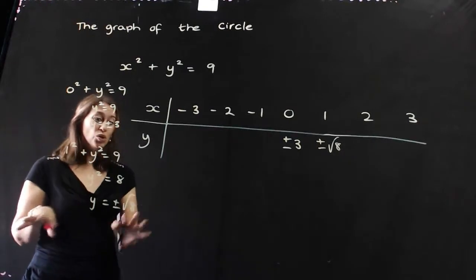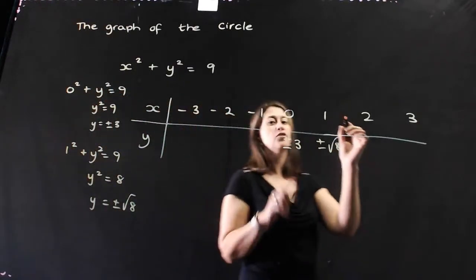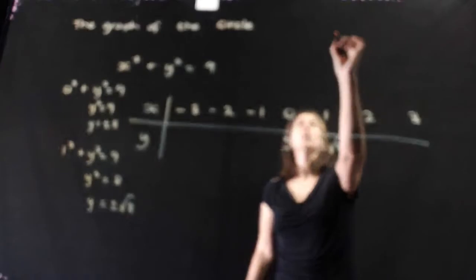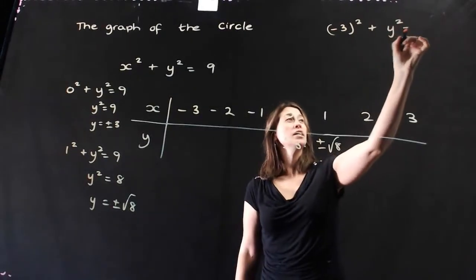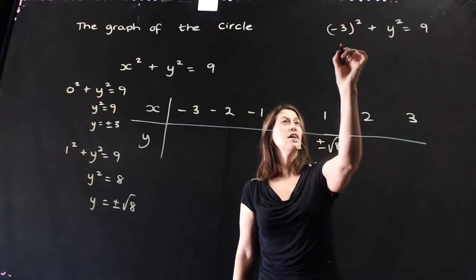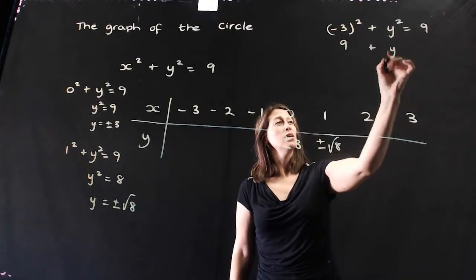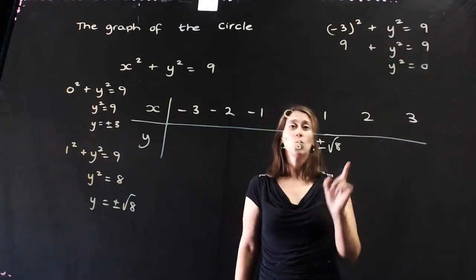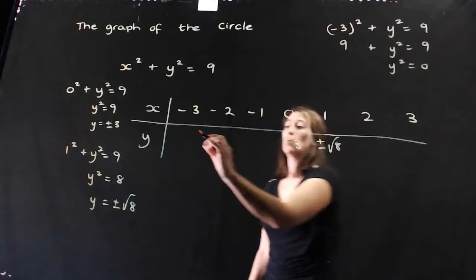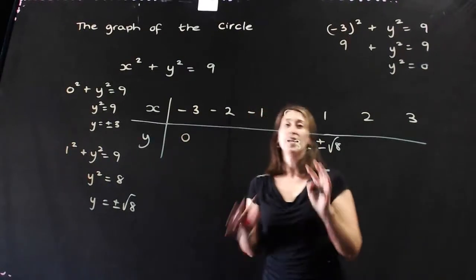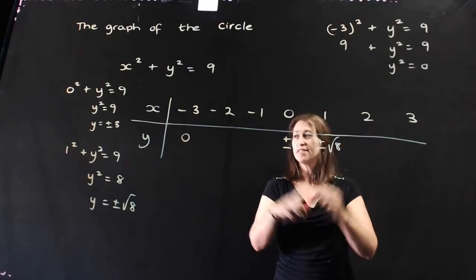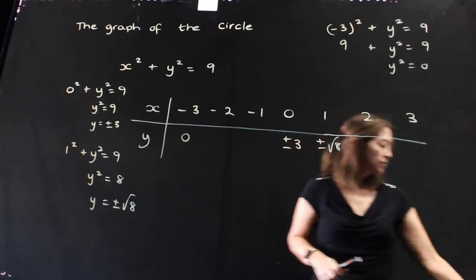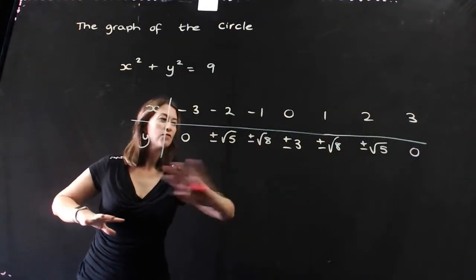Okay, let's do some more. Let's fill some more values in. Let's do negative 3. Negative 3 squared plus y squared equals 9. Obviously 3 squared is 9, so I'm left with 0 for y squared. So when x is negative 3, y is 0. Now I'm going to fill in the rest of the values in a second. I won't work each one out. And as you can see, I've just filled all the values in.